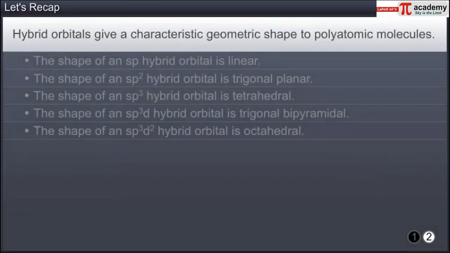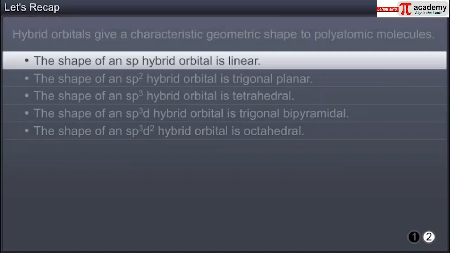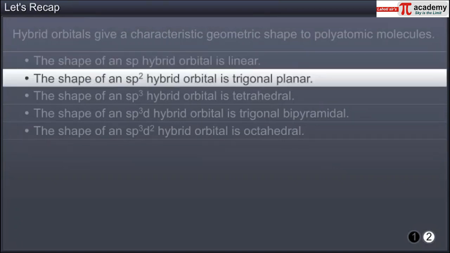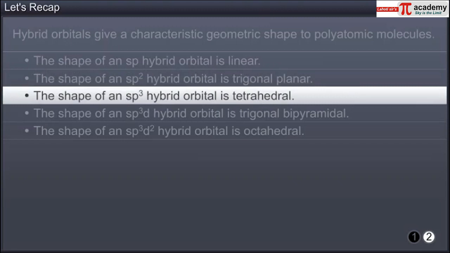Hybrid orbitals give a characteristic geometric shape to polyatomic molecules. The shape of an sp hybrid orbital is linear. The shape of an sp2 hybrid orbital is trigonal planar. The shape of an sp3 hybrid orbital is tetrahedral.